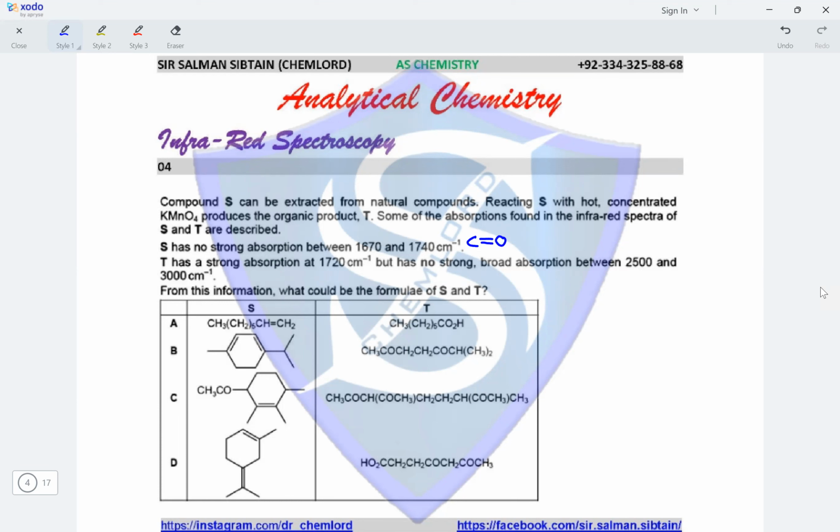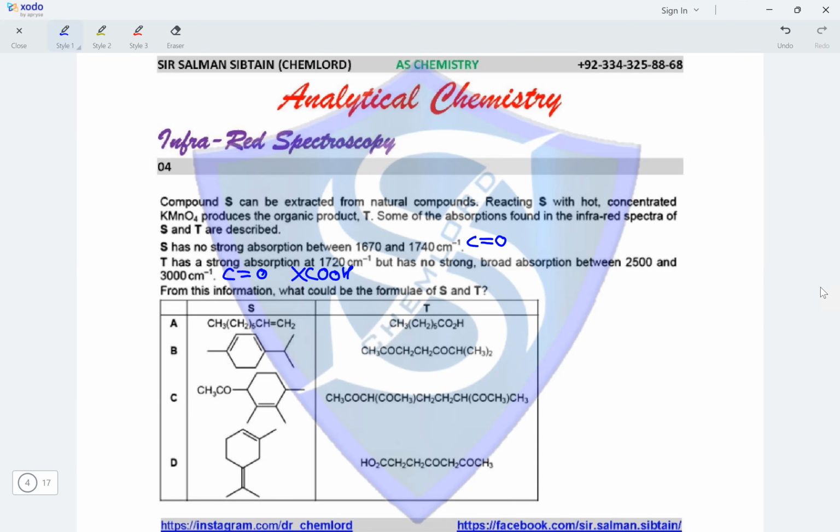T has a strong absorption at 1720, but no strong broad absorption between 2500 to 3000. So this means that it contains a C double bond O group, yes, but 2500 to 3000 is not there, so it is not C double bond OH. It cannot be a carboxylic acid. So from this information, what could be the formula of S and T?